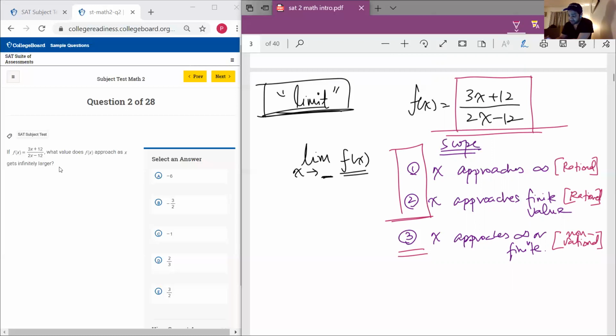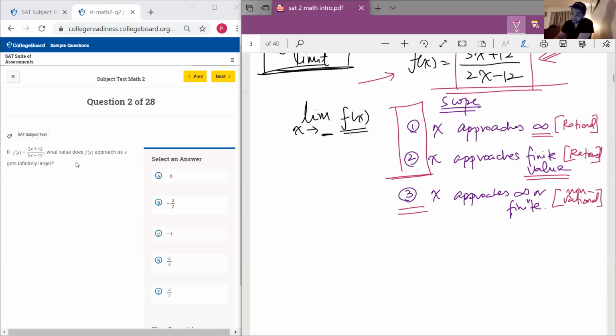And you will be asked to find the limit of the function as x approaches infinity or x approaches a finite value. You can do this question, guys, in 5 seconds if you realize what's going on. We already know as x approaches infinity of this function, the answer has to be 3 over 2. Now, I said we already know, so let me elaborate a little bit more.